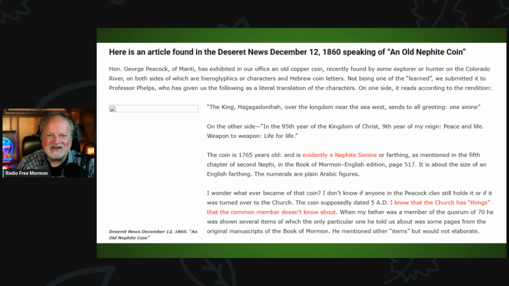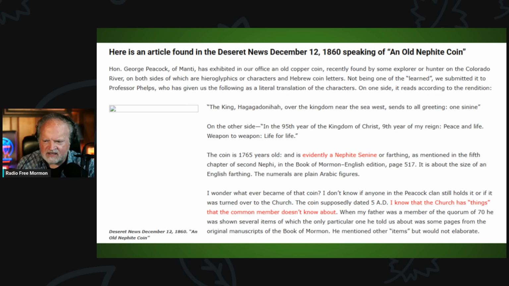The coin is 1765 years old and is evidently a Nephite sinine or farthing. Now, the sinine should not be, because sinine was gold. This is copper. If you compare that to Alma 11, you might find a problem with that already. It's evidently a Nephite sinine or farthing, as mentioned in the 5th chapter of 2nd Nephi.